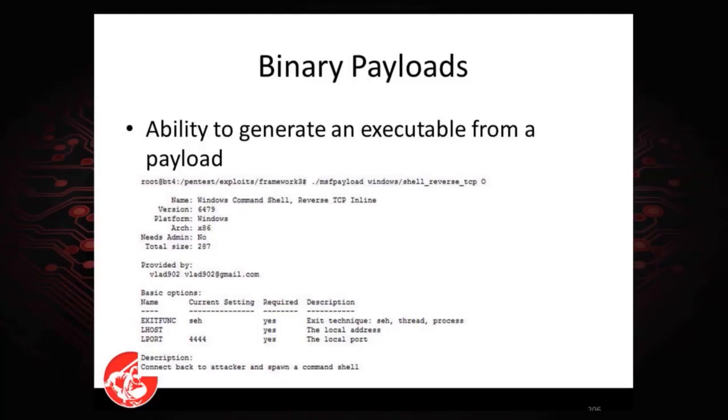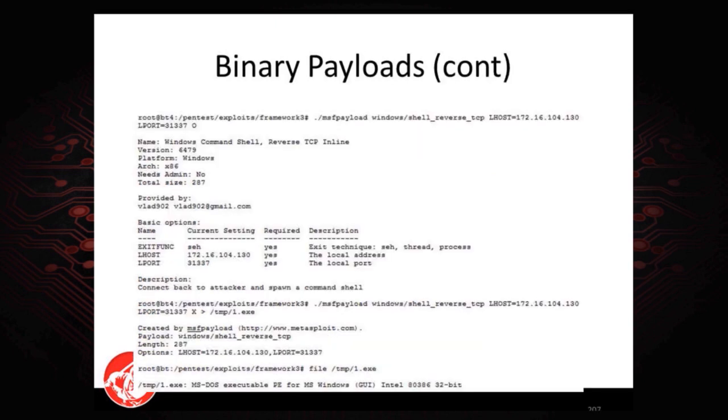Here's an example of a binary payload. This is the ability to generate an executable from a payload, but it's an executable, so it's a little bit harder to get past most people remotely. You have to get it on local, all right? So what it does here is we can actually set up an actual reverse connection with an executable payload. And that's what we're showing in the example here.